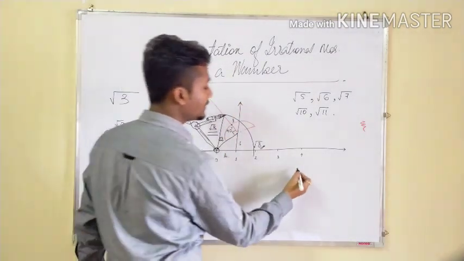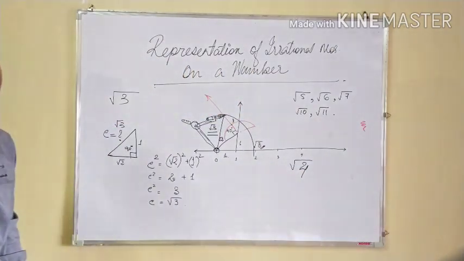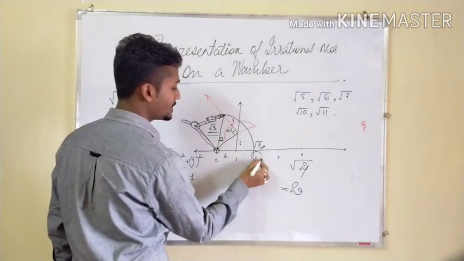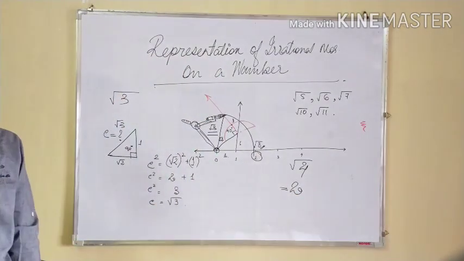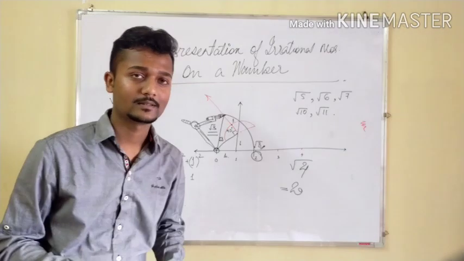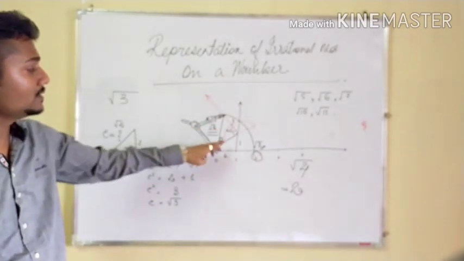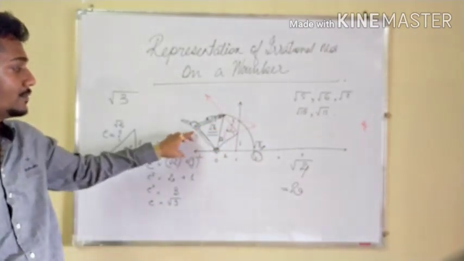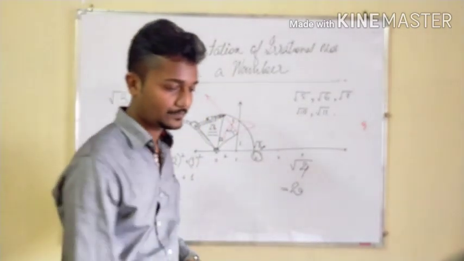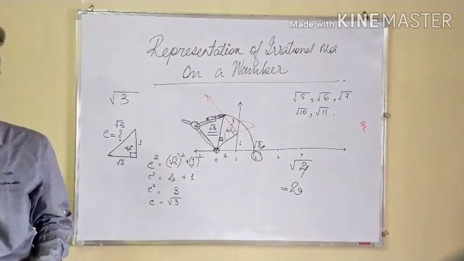Root 4 I have not given. Can you tell me why? Root 4 is equal to 2. Directly you can represent this as 2. That's why I have not given root 4 on a number line. That you will be able to do. But to find root 5, you can use root 2, root 3, then root 4, root 5, root 6. You can go in that manner. Note down the questions that I have given.